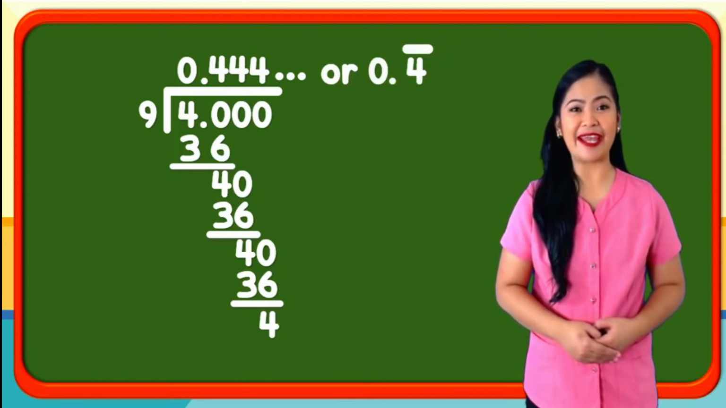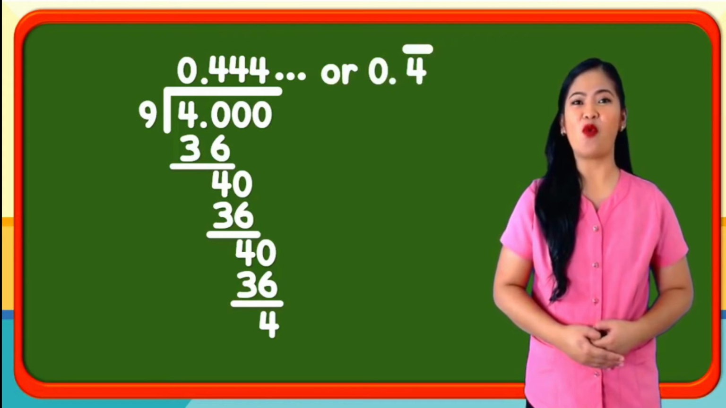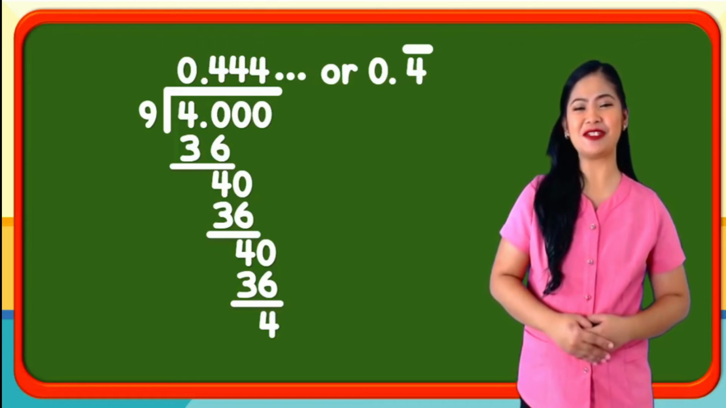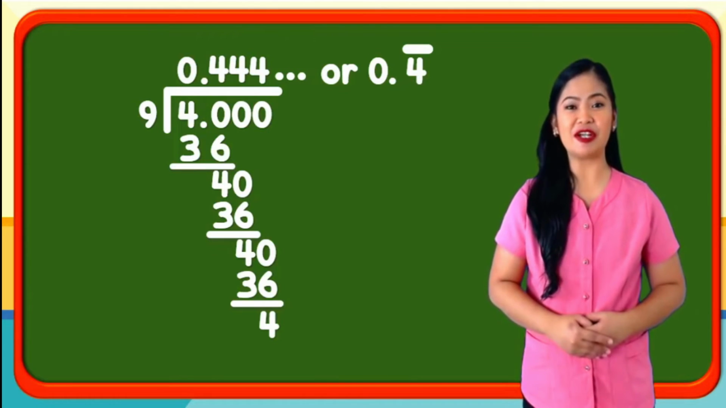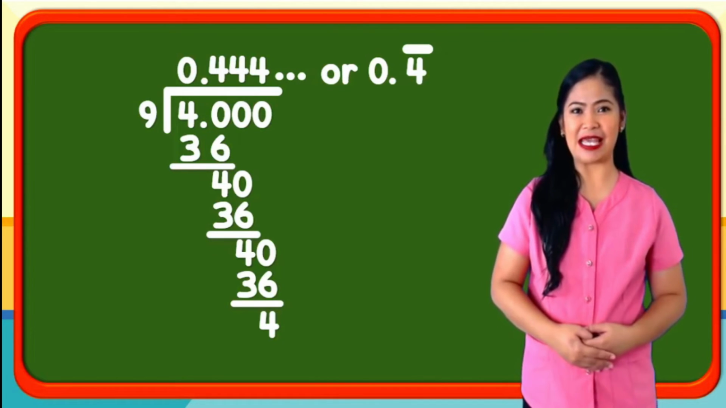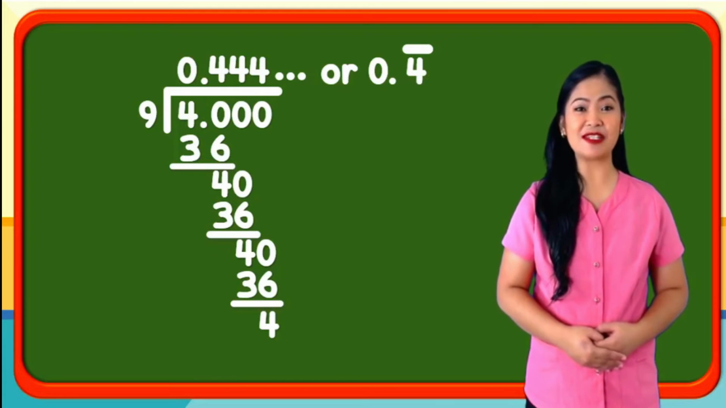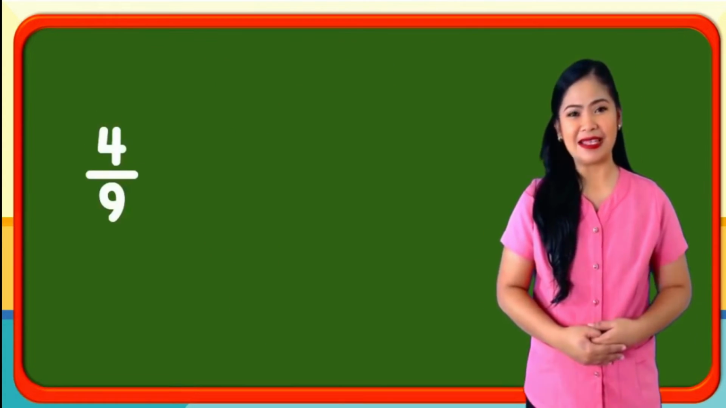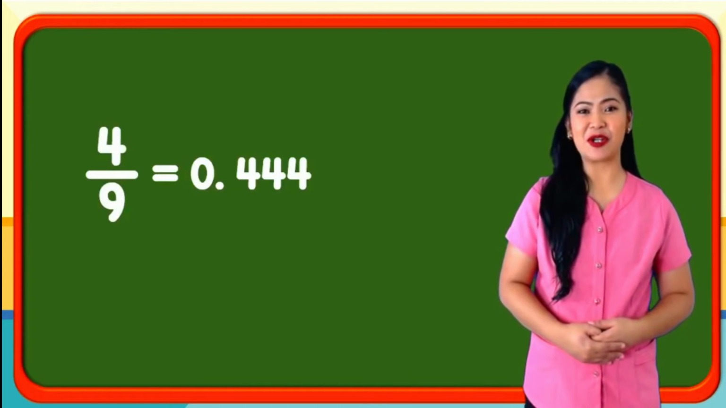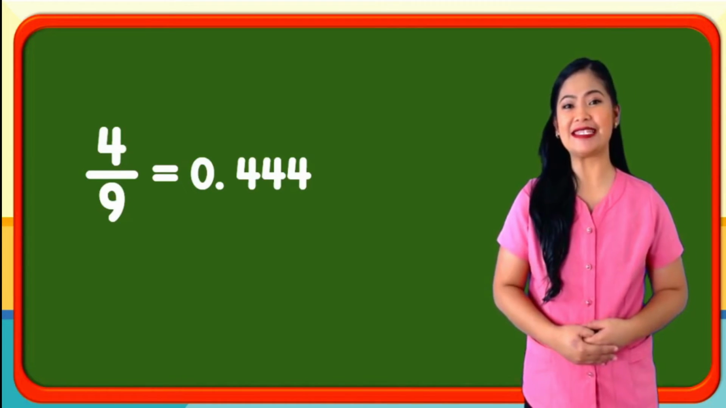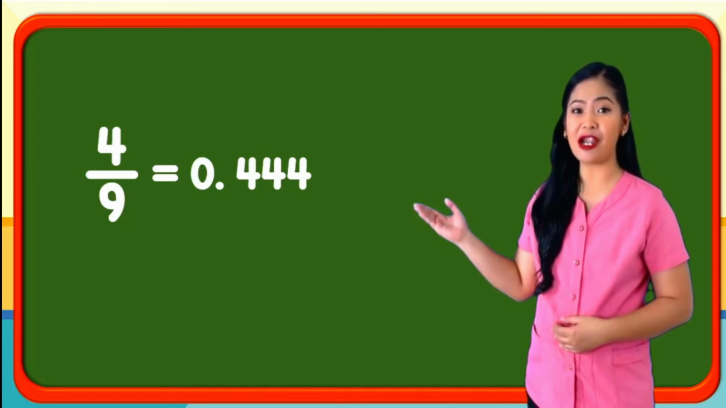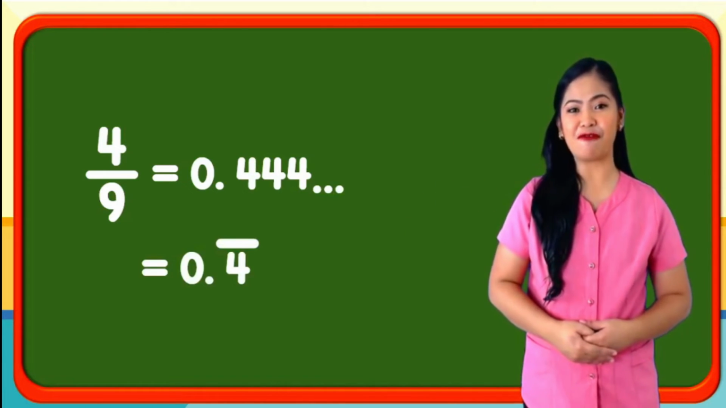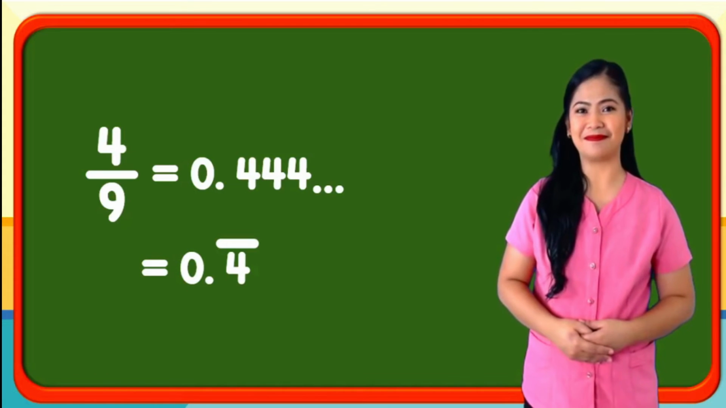Or we can write it as 0.4 with a bar called vinculum above 4, which also means that the number just repeats itself infinitely. These decimals are called repeating decimals. Thus, the final answer is 4/9 is equal to 0.444 with 3 dots or 0.4 with vinculum.